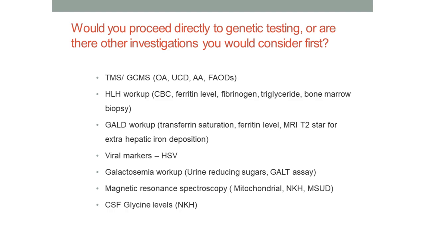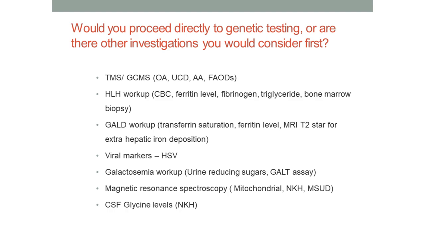have to send other tests, because genetic testing is not only costly but also the turnaround time for the reporting is at least 4 to 6 weeks. So it's very important to at least start giving blanket treatment to the patient to prevent the damage as much as possible. So what test can we do which is easily available and TAT is low? That is your TMS and GCMS, which pick up organic acidemias, urea cycle defects, amino acidopathies, fatty acid oxidation defects.